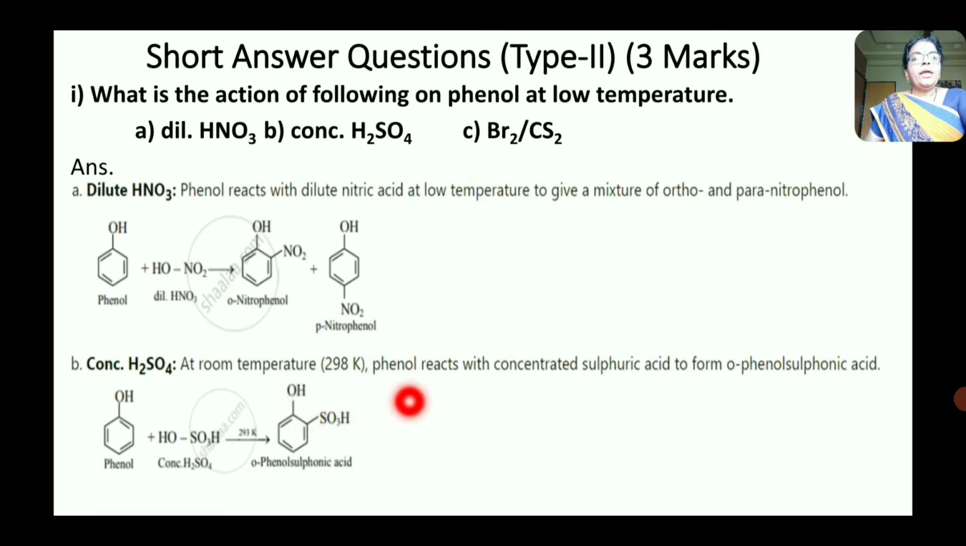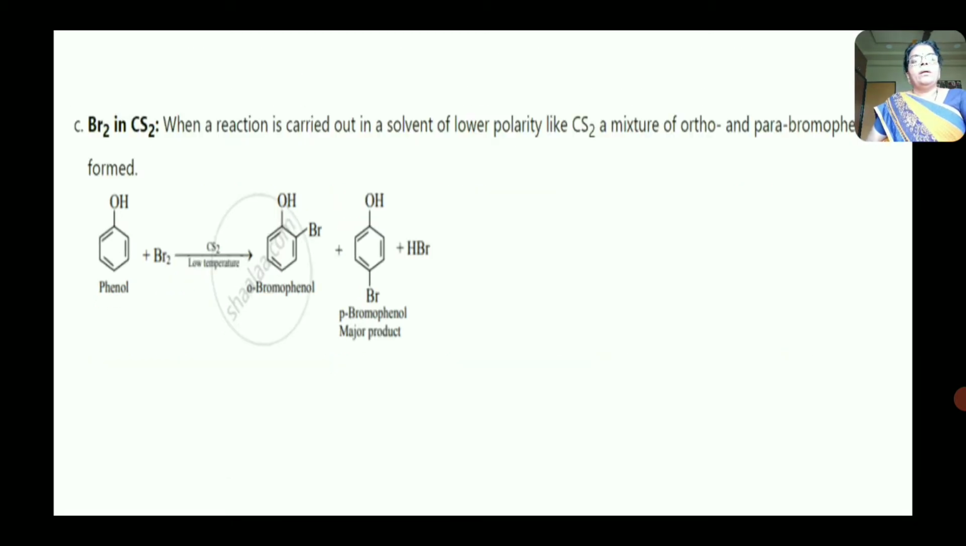Now if this reaction is carried out at higher temperature, that is at 372 Kelvin temperature, then we'll get para product, that is paraphenol sulfonic acid. But at low temperature we'll get orthophenol sulfonic acid. Then last reaction, Br2 in CS2. Now this is bromination of phenol.